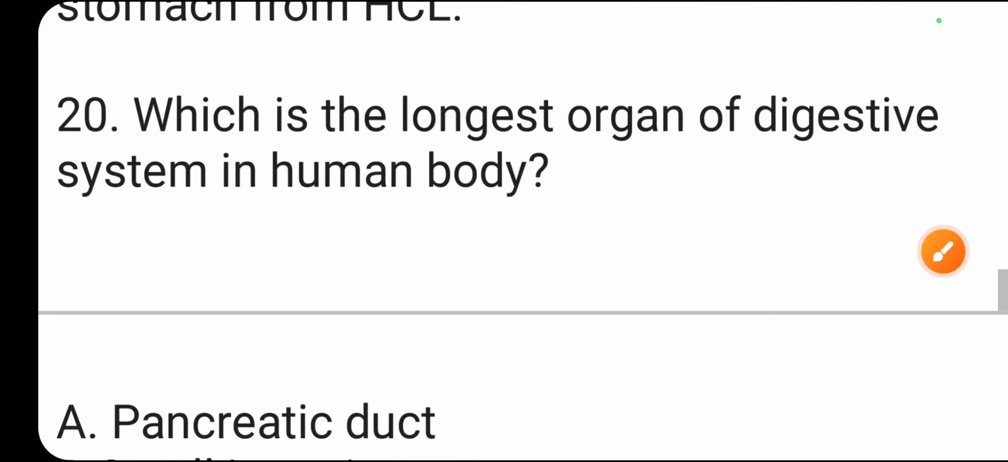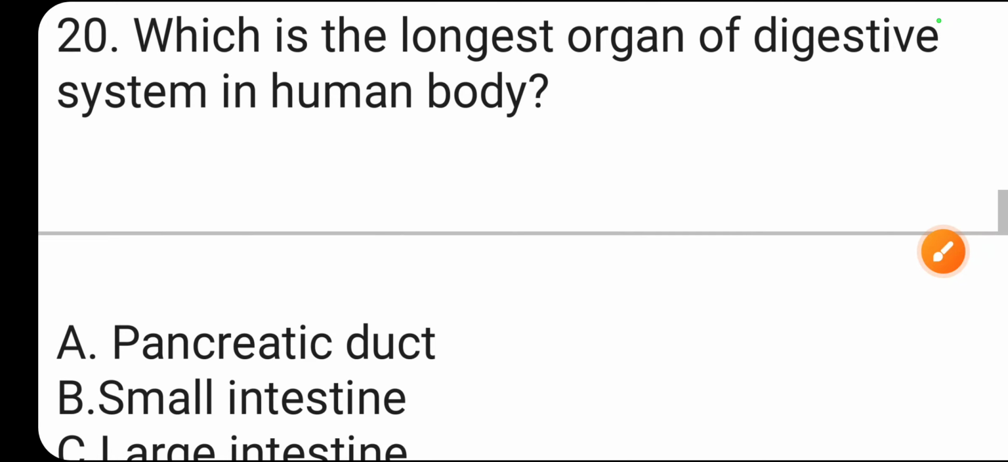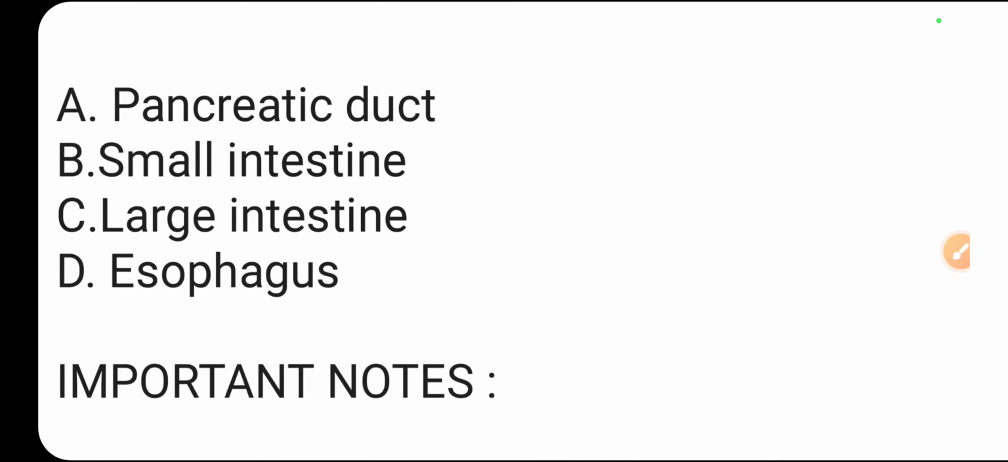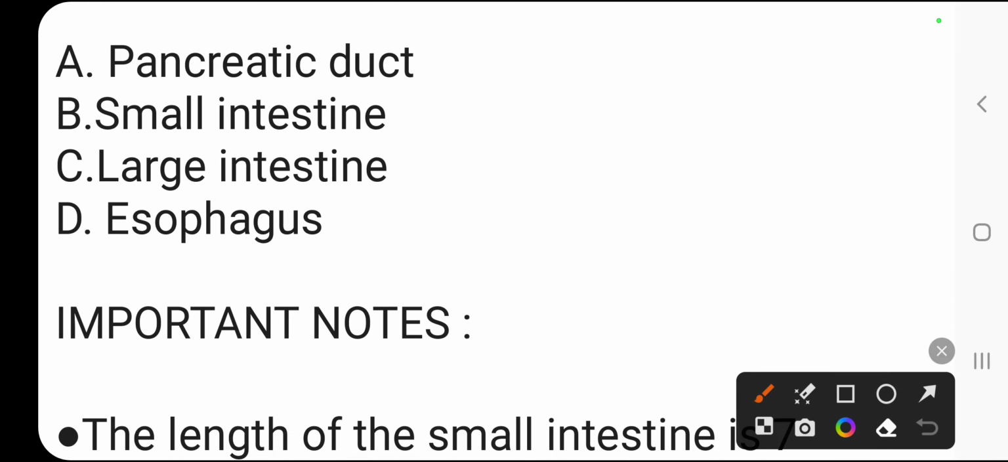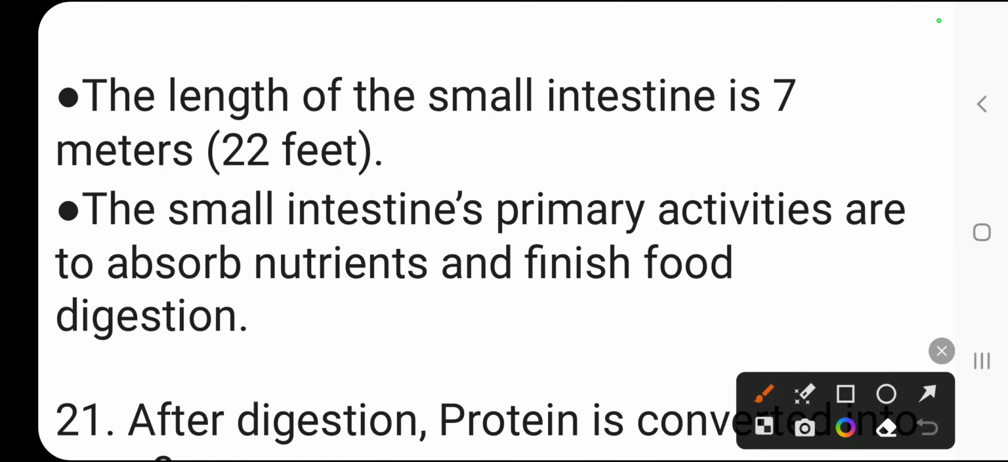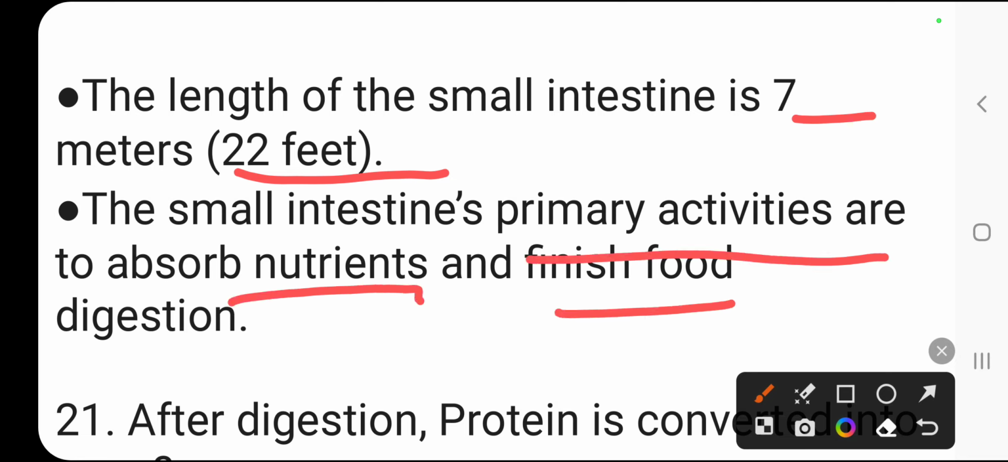Next question. Which is the longest organ of the digestive system in the human body? The longest organ is the small intestine, whose length is 7 meters or 22 feet, and its primary function is to absorb nutrients and finish the food digestion.